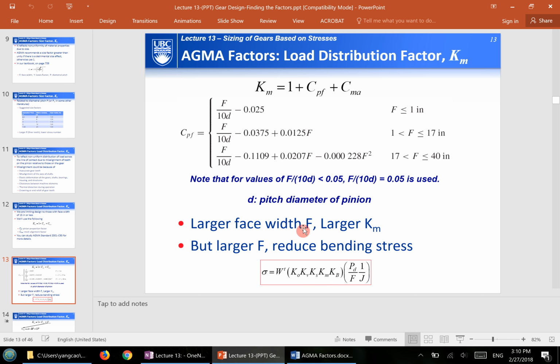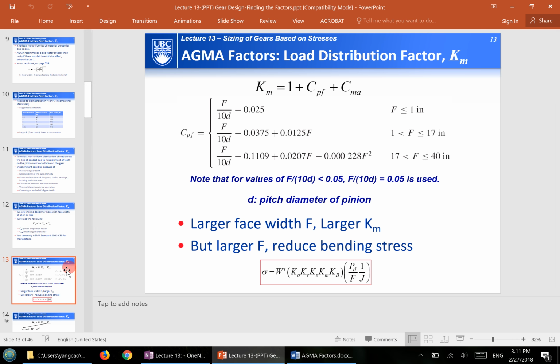If your Km is bigger, then you will have a larger sigma. Now, the Km is related to the face width. If you have a larger face width, you would have a larger Km, which results in larger stress. However, F is in the denominator, so a larger face width also has a reducing effect. The overall effect is that a larger face width reduces the stress.